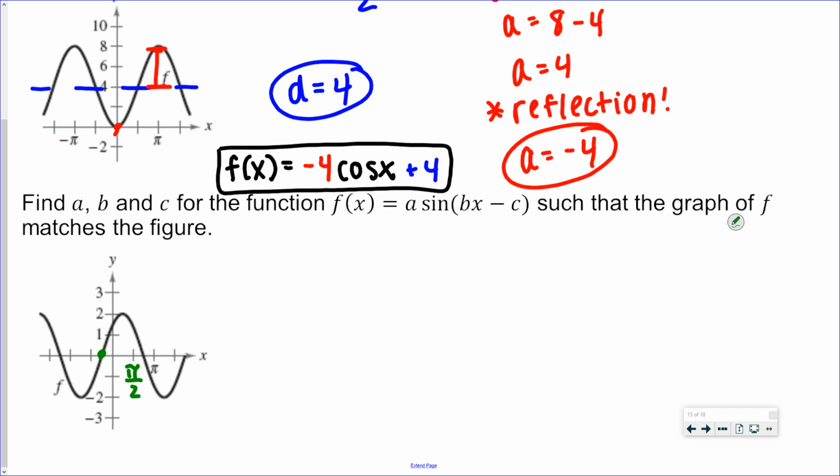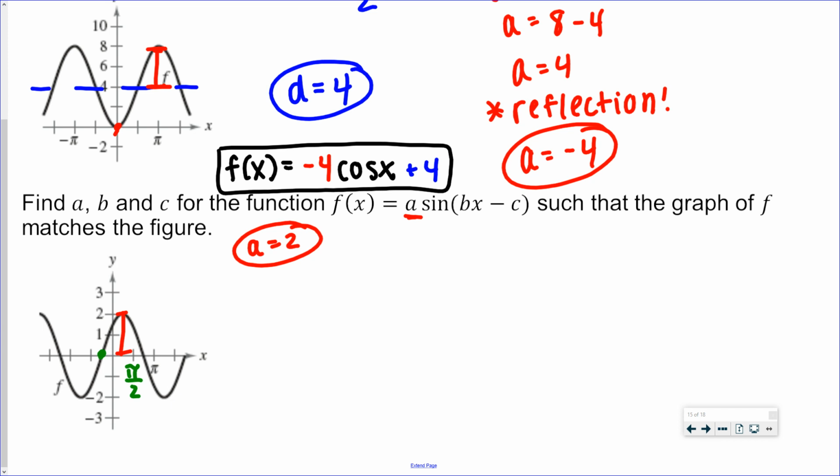Okay. Now, we know we're going to have some B and C factors, but I would probably start with the easy one here. We can easily tell what the amplitude is. 2. Yep. Amplitude is 2.